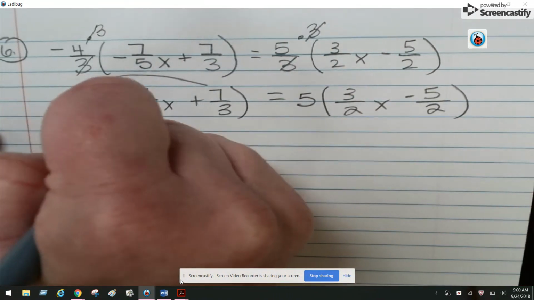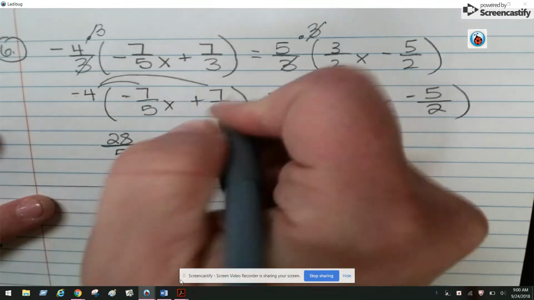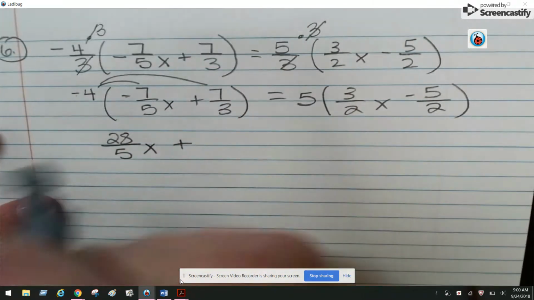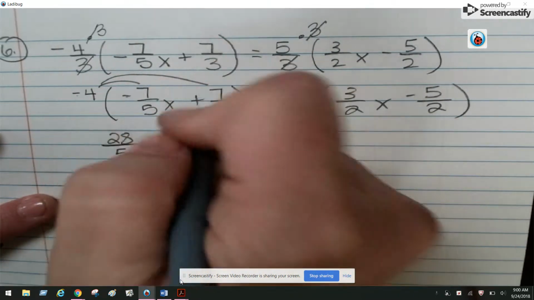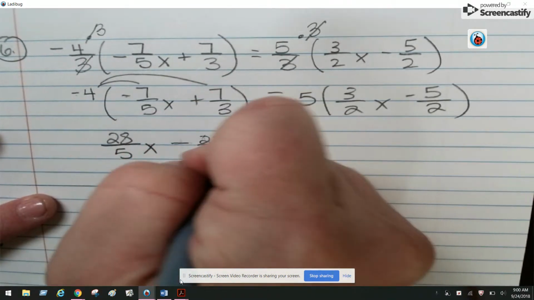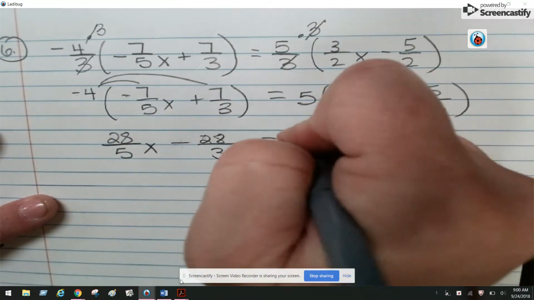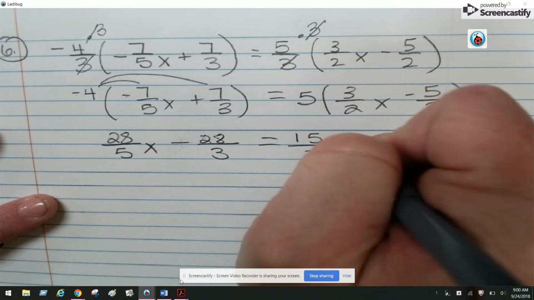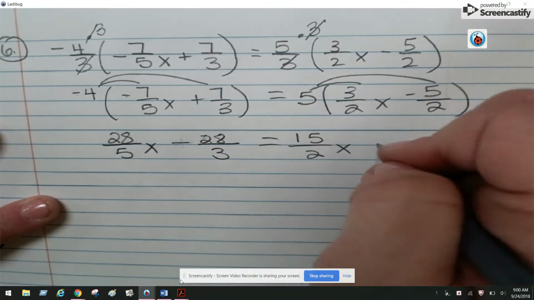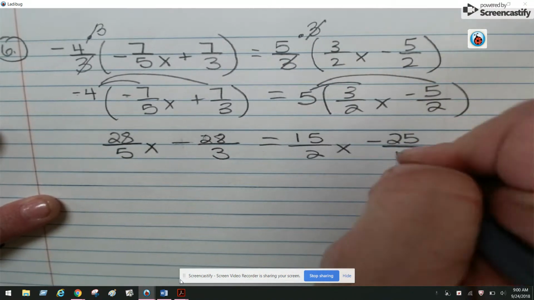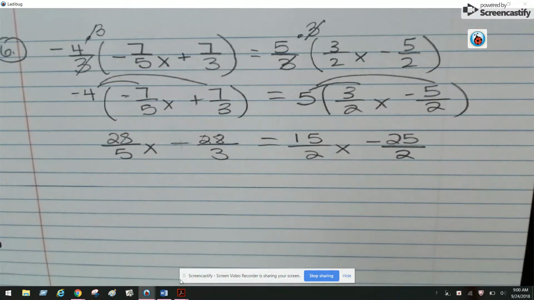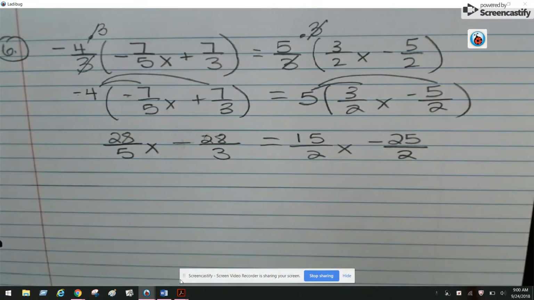So that will be 28/5 x plus, or in this case, minus, I suppose, minus 28/3. And then over here, I'll end up with 15/2 x and minus 25/2. So this is one where we will have to double clear. I'm still left with multiple fractions, so we do need to actually multiply by the LCD again.